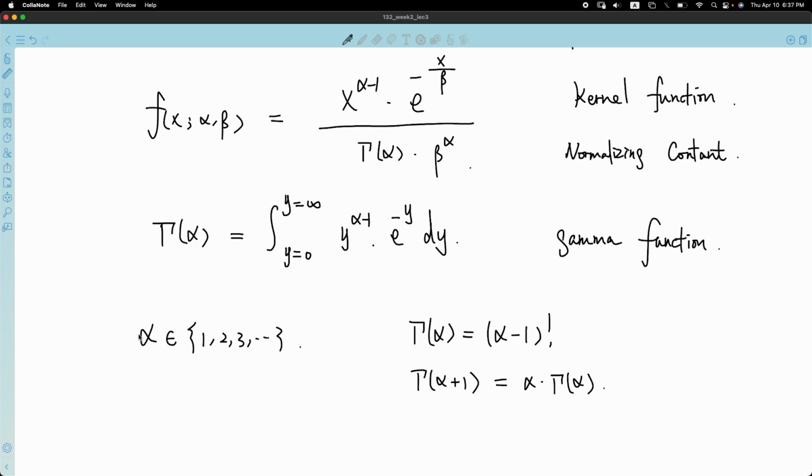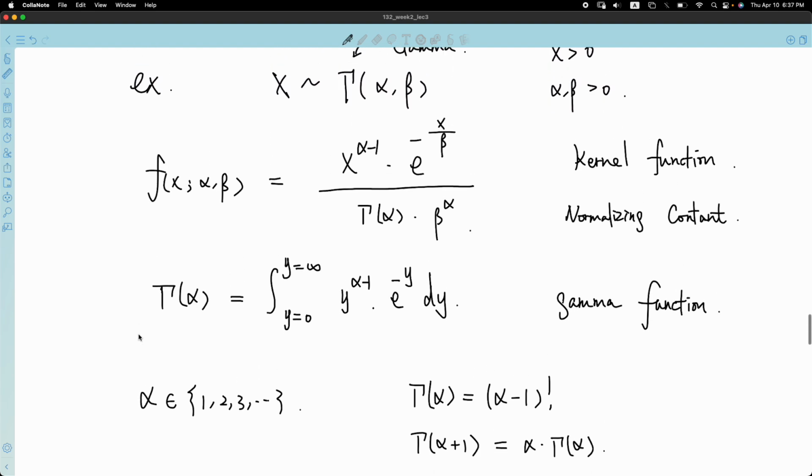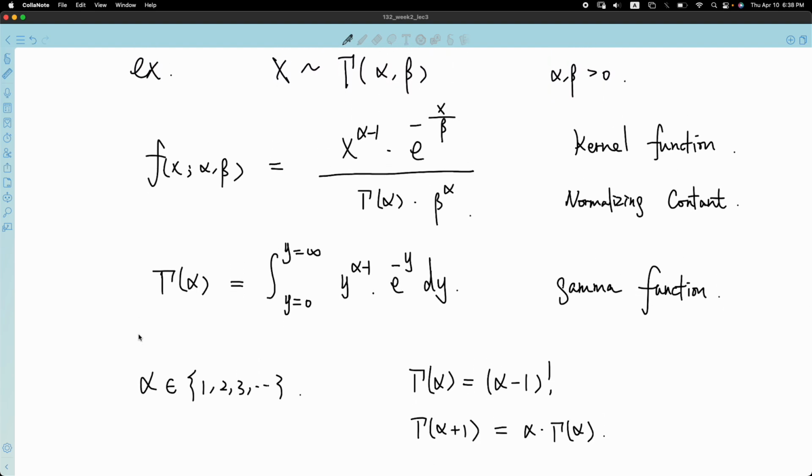Any question regarding the settings for this gamma distribution? Yes, I missed out. Was the normalizing constant the beta to the power of alpha in the bottom, the entire denominator? Oh, the entire denominator is called the normalizing constant. So the numerator is called the kernel function. Sometimes if you see some people talking about the kernel function, that is the expression. And then the denominator, the whole thing, is called the normalizing constant.